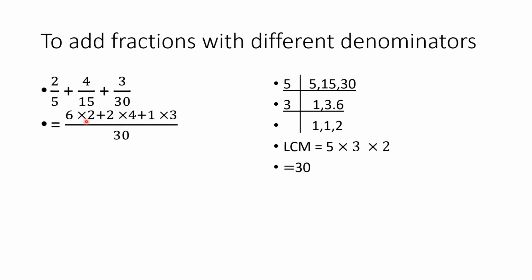Now we will solve this. Always do multiplication first. 6 twos are 12. 4 twos are 8. 1 threes are 3. So 12 plus 8 plus 3 by 30. Now we will solve this numerator part. 12 plus 8 is 20. 20 plus 3 is 23. 23 by 30. And it is the simplest form.